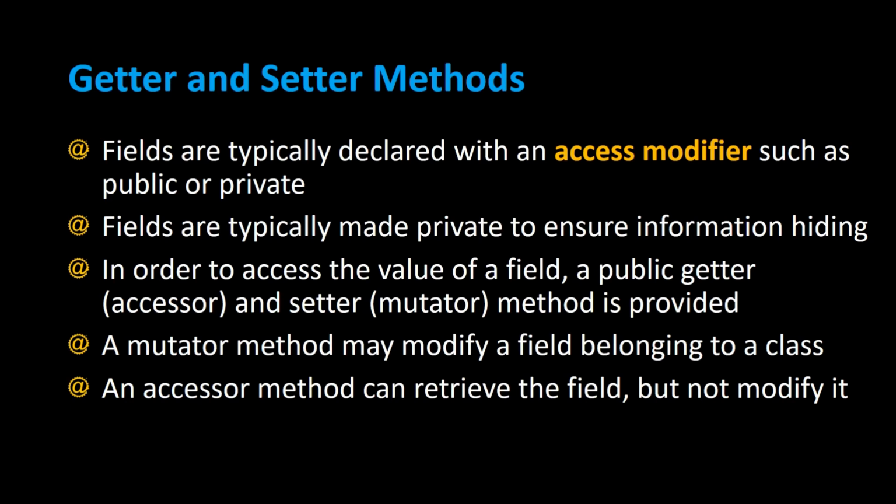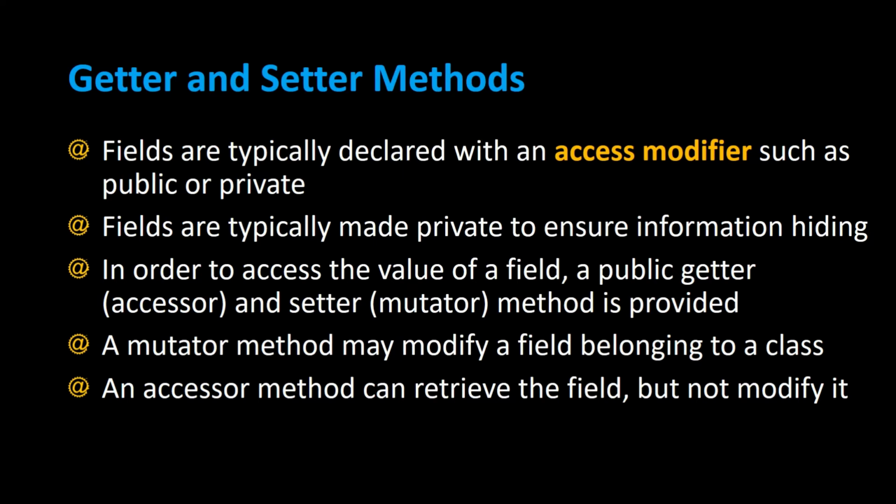In this video, we're going to discuss getter and setter methods for a class. Fields in a class are typically declared with access modifiers such as public or private, but they're typically made private so that we can ensure information hiding. And in order to access the value of a field, a public getter method, also called an accessor, or a setter method, also called a mutator method, is provided.